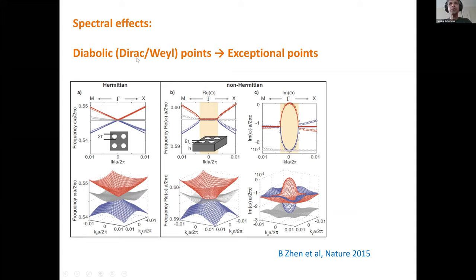First of all, your cherished diabolic points, the Dirac or Weyl points in different systems, become so-called exceptional points. In the complex plane, they change their co-dimension. When you had a point, it becomes a ring. If you reduce the dimension by one, you get again a point, which is the so-called exceptional point. And this is just a sketch from experiments. But this is a concept which has been around in physics actually for 50 years. But it becomes central for these non-Hermitian systems.